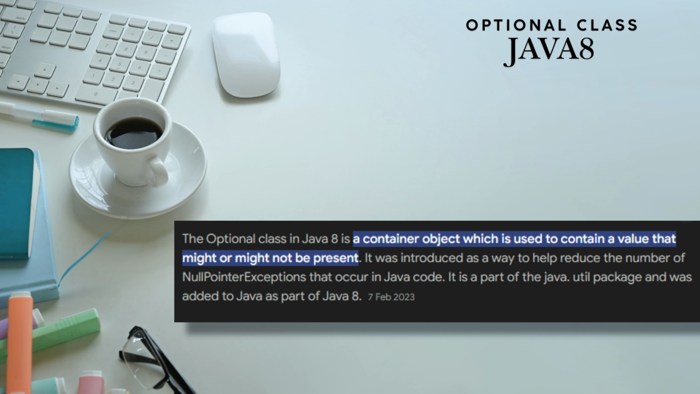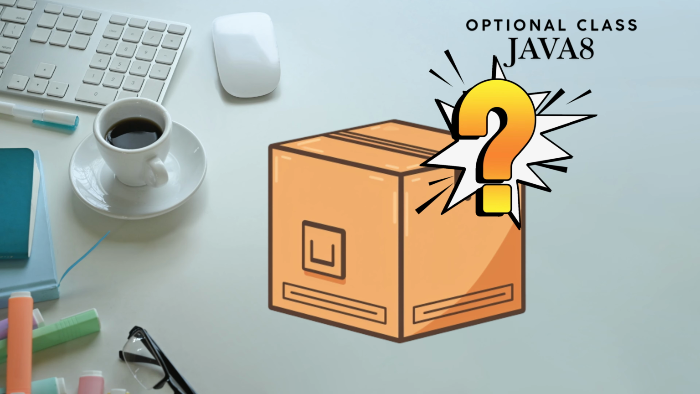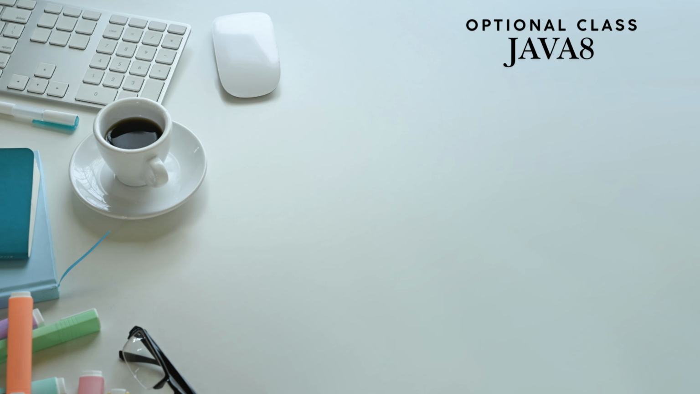The Optional class was created to make it easier to deal with values that might be missing without breaking your code. Instead of setting something to null, you can use Optional as a kind of box that may or may not have a value in it. This makes it easy to check if there's something inside before you try to use it, keeping your code safe and clear.